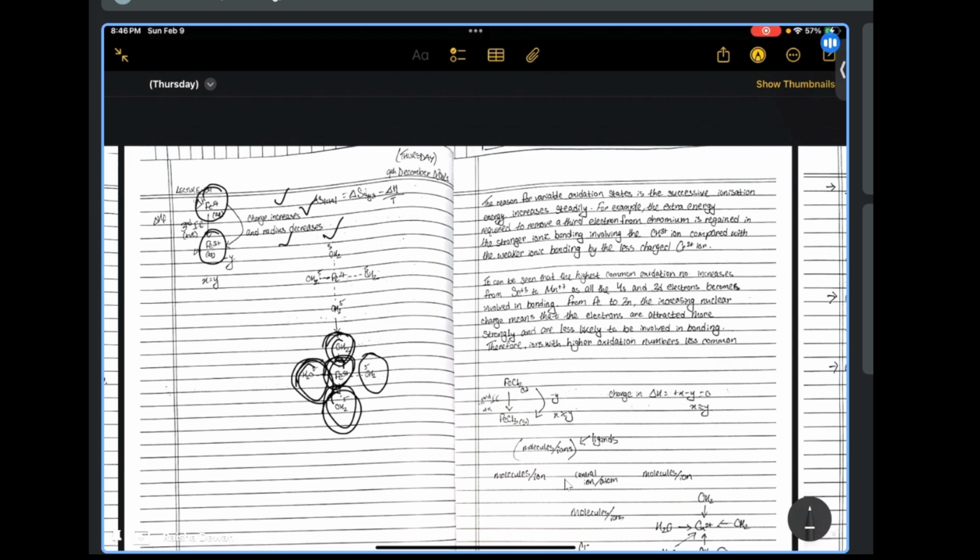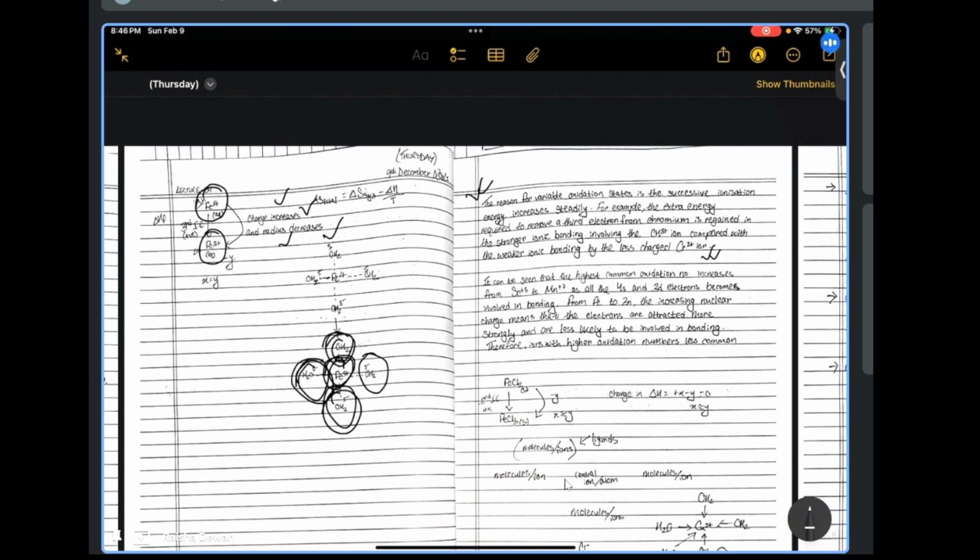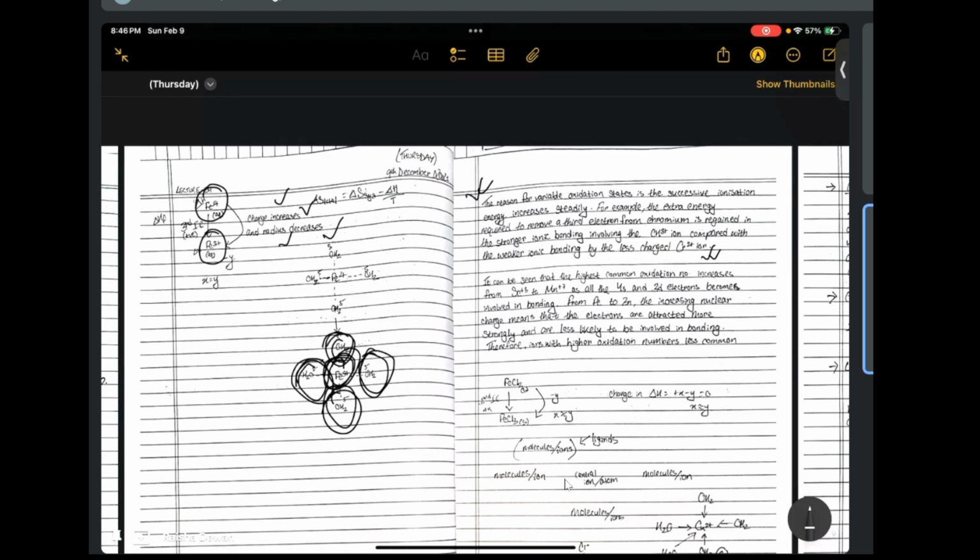And the reason for variable oxidation state is because the successive ionization energies increase steadily. Successive ionization energy doesn't increase at a very high speed. It increases steadily. Okay. Now, how will they gain energy? This iron 3 plus is forming ionic bonding with water. So water is providing some energy. That's how it's regaining the energy. Clear? Water is providing the energy.